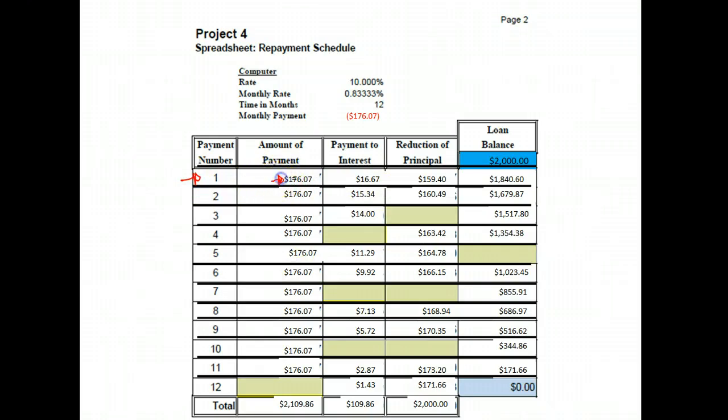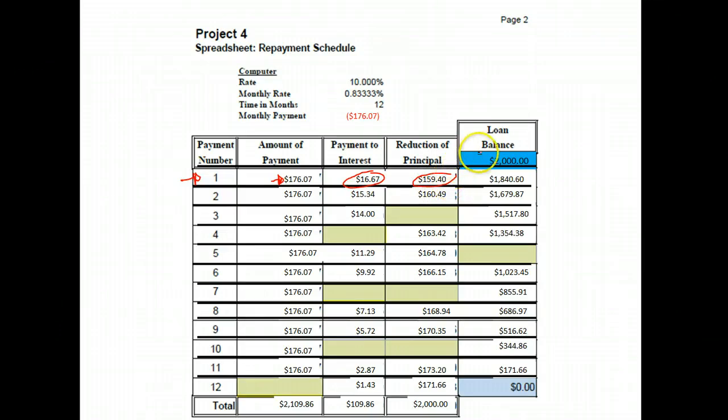We have payments of $176.07. For each of those, part of that payment goes to interest and the rest goes to principal. Interest is the amount you're paying to them for letting you borrow the money. Principal actually brings down your balance.